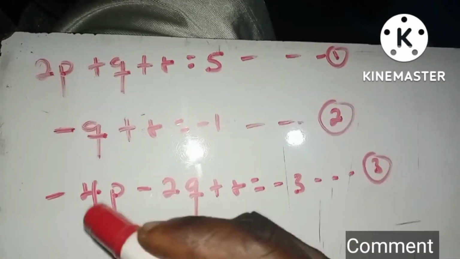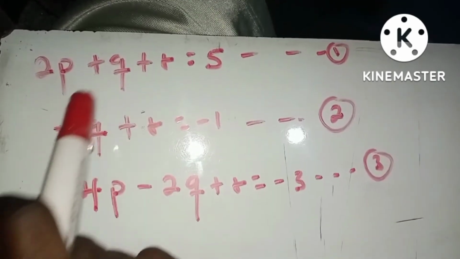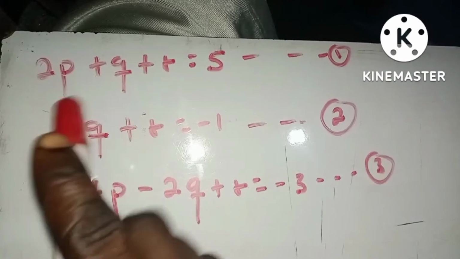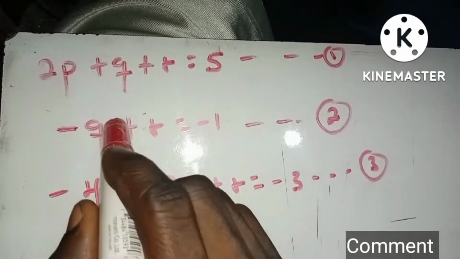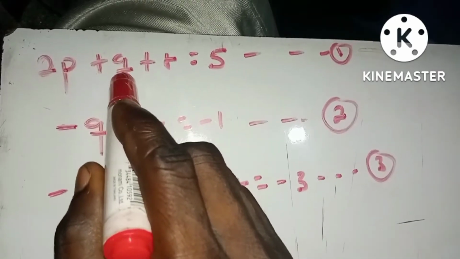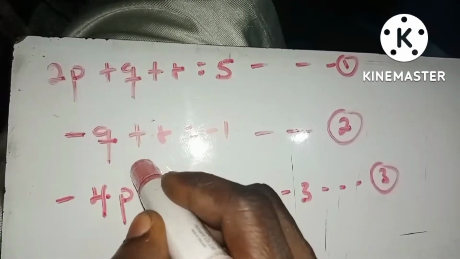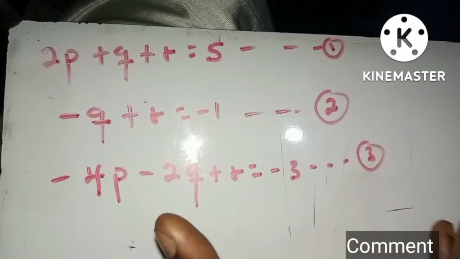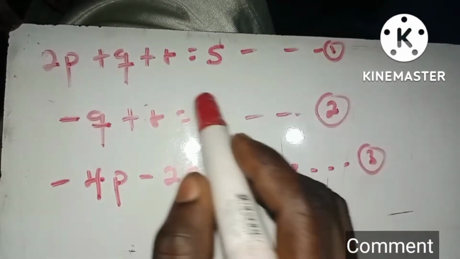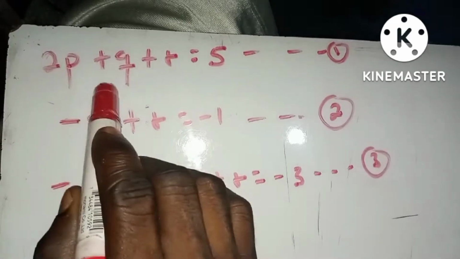So here I can go by saying that equation 1 minus equation 2 will help me to eliminate the q here, right? Or maybe add these two, so maybe equation 1 plus equation 2, whichever method that you want to use. Make sure that you arrive at the same answer by finding the values of p, q, and r.